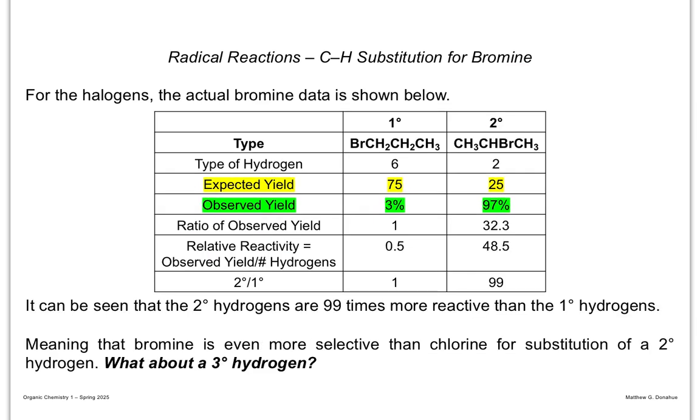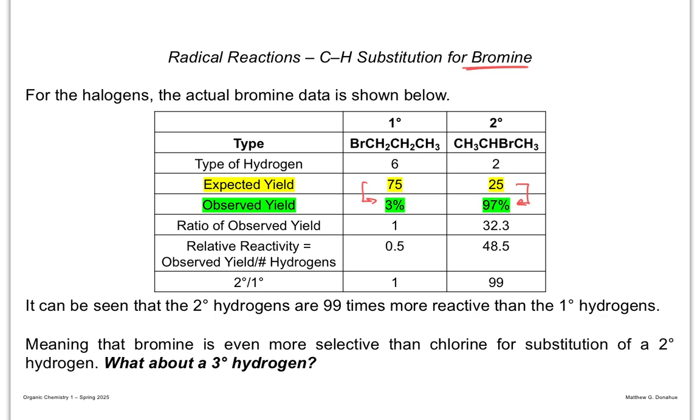If we do the same analysis for propane, but now we're using bromine, the first two rows there, the 6 and the 2, that's the same analysis. You still expect 75-25, but now look at the observed yields. They're much different now. The primary is a lot lower, it's only 3%. The secondary is a lot higher, it's 97%. Those are the actual yields.